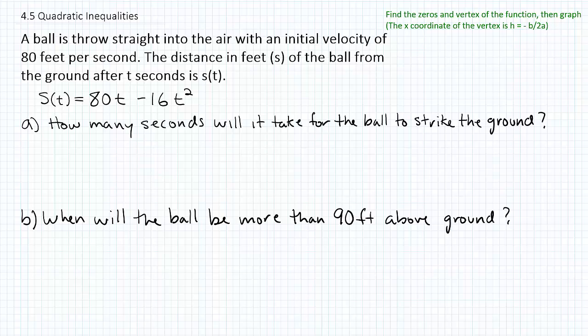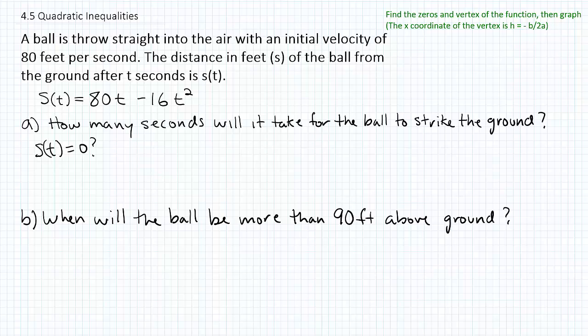And for the first question, they ask, how many seconds will it take for the ball to strike the ground? Well, basically, if it's going to strike the ground, it means that the distance in feet of the ball from the ground is 0, right? That means s(t) is equal to 0. So they're asking, where is s(t) equal to 0? That's what they want to know.